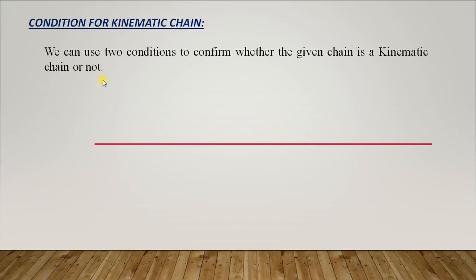These two conditions are in the form of two basic formulas, which can be used for confirming whether the given chain is a kinematic chain or not. So what are those two formulas? They are n = 2p - 4 and one more formula, j = (3/2)n - 2. These are the two basic formulas we can use. When there is an equality between the left hand side and right hand side values, based upon that we can consider whether it is a kinematic chain or not.